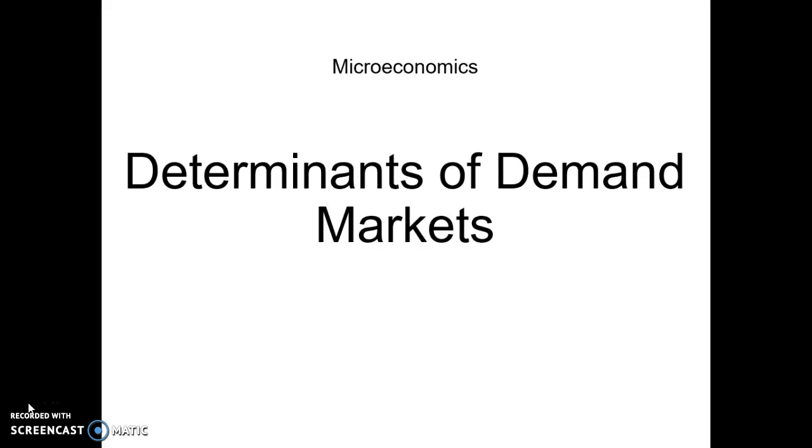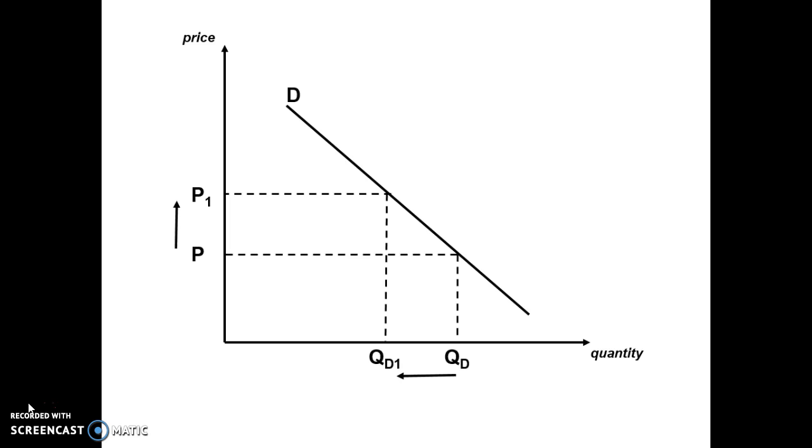Let's look at determinants of demand and the impact those have on markets. Before we do that, let's refresh from a previous presentation that shows a movement along the demand curve. It's important to remember that price is the only thing that can lead to a movement along the demand curve, meaning that if the price of a product changes, for example here, price increasing to price 1 or a higher price, quantity demanded for the product decreases. So again, in this particular instance, the price of the product changes, so the quantity demanded of the product changes.